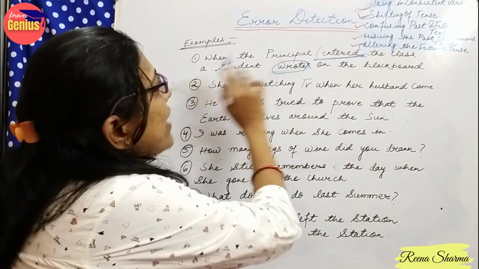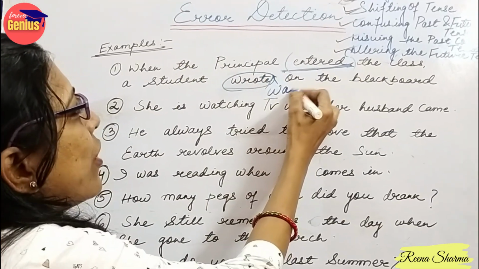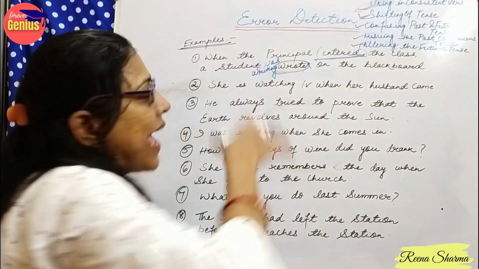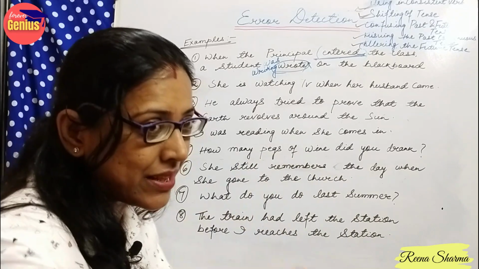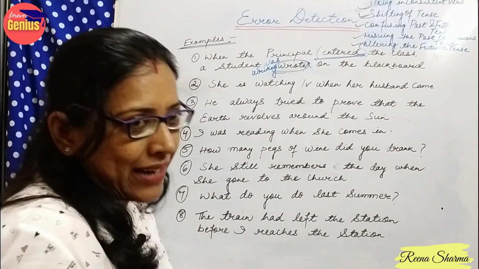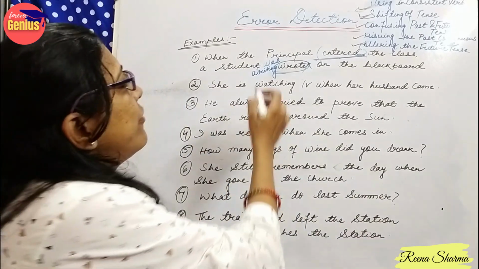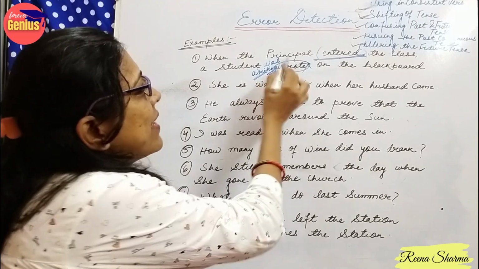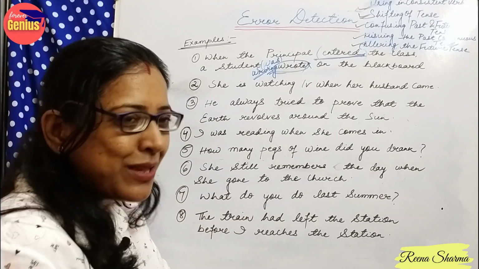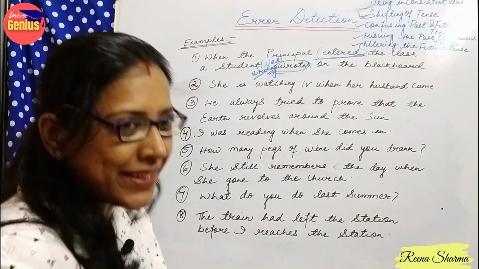Correct word: when the principal entered the class, a student was writing on the board. Was writing. Because an action was being taken when the principal entered the class. The student was doing the act. So, doing the act means continuous tense. We will write the first form of verb plus ing with the helping verb. Understood? See, the sentence seems correct, but there is a mistake, isn't it?